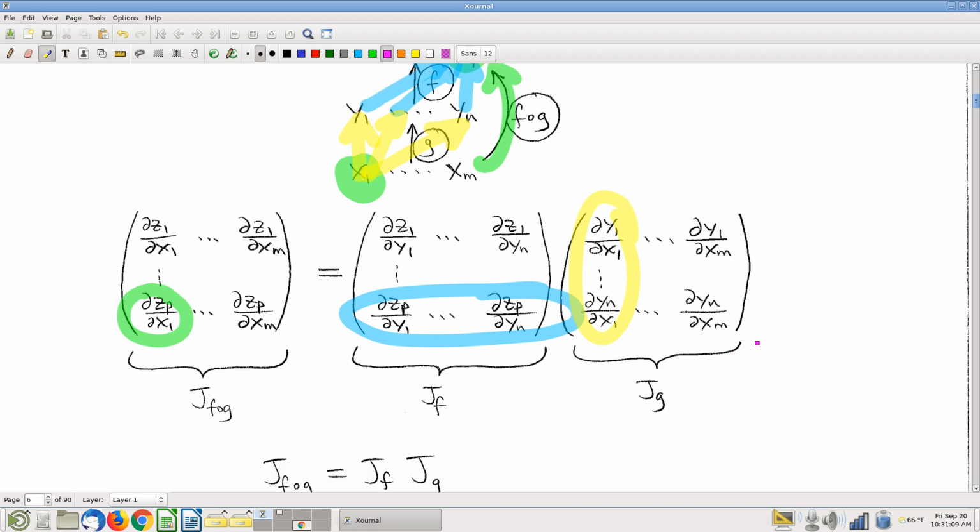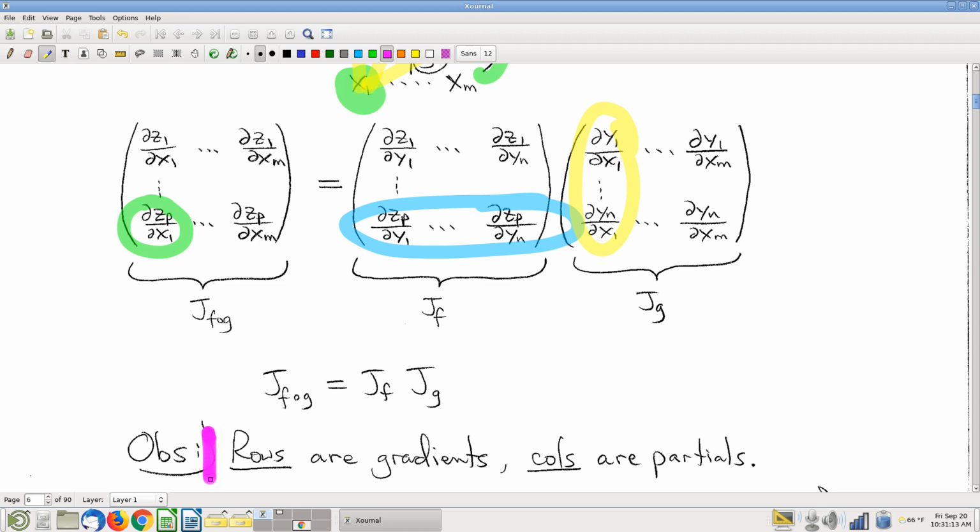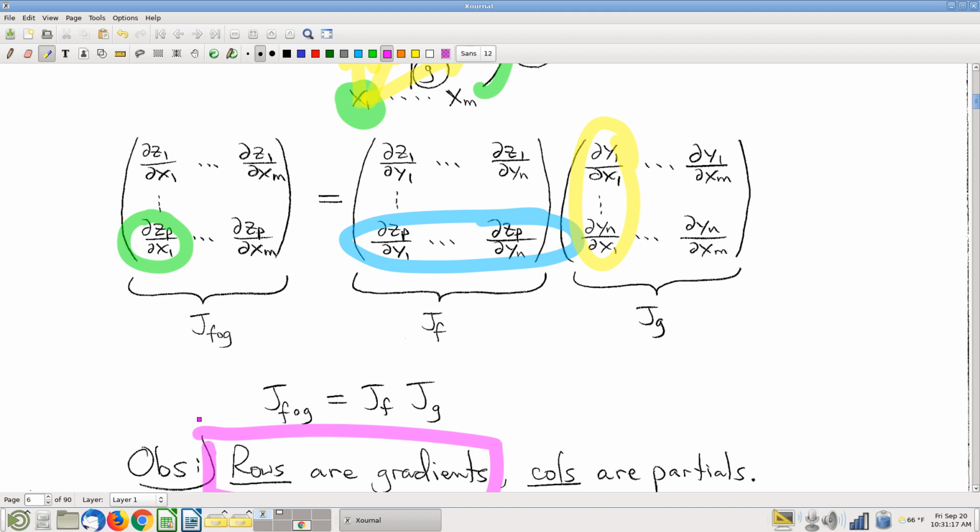So specifically what I mean by, ordered in this way, notice that the rows of these matrices are gradient vectors. That row, looking at this first row of that matrix, that's all of the different partials of Z1. That's a gradient. That's the gradient of Z1. Kind of a coincidence, seemingly, right? Likewise, this is the gradient of the function ZP as a function of the y variables. Likewise, this is the gradient of the y1 function. This is the gradient of the yn function. This is the gradient of the z1 function composition thought of as a function of the x variables, etc.